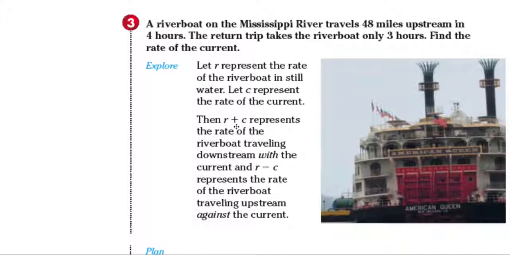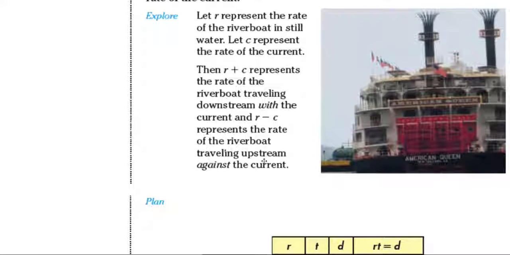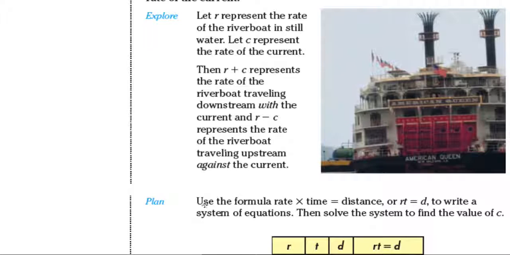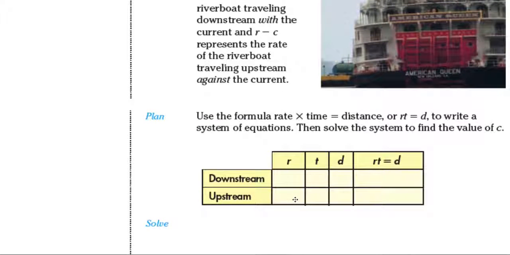So again, in a current problem, R plus C will always be with the current, R minus C will be against the current. So how do we plan to solve this? Use the formula again, rate times time equals distance, or RT equals D, to write the system of equations. Then solve the system to find the value of C. And guess what we're using? Our favorite table. There's our table we use for uniform motion problems.